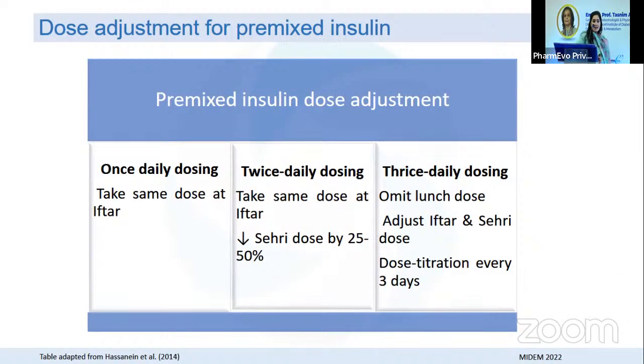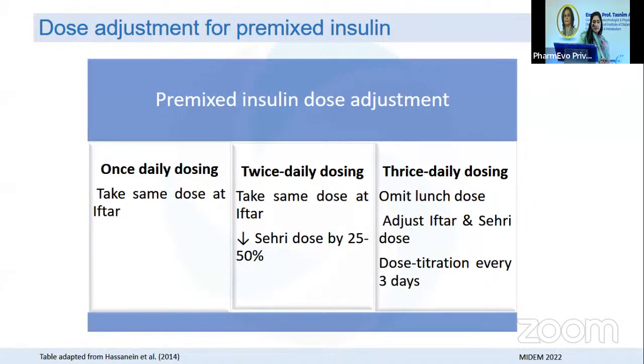In case of twice daily dosing, advise taking the same evening dose at iftar and reduce the sehri dose by 25 to 50%. If thrice daily dosing is there, then omit the lunch dose, and adjust the iftar and sehri dose according to the carbohydrate contents, insulin carbohydrate ratio, and insulin sensitivity factor, which will be explained in the upcoming presentations. And this dose titration should be done every 3 days, not more frequently than that.